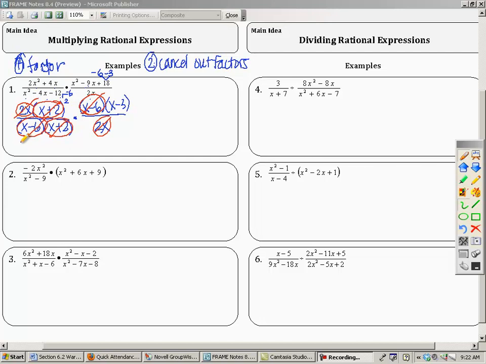Because it's on top, I can just say x minus 3 is my answer. If it were in the denominator, I'd have to say 1 over the factor of x minus 3. But in this case, again, it's on top, so x minus 3 is our answer.